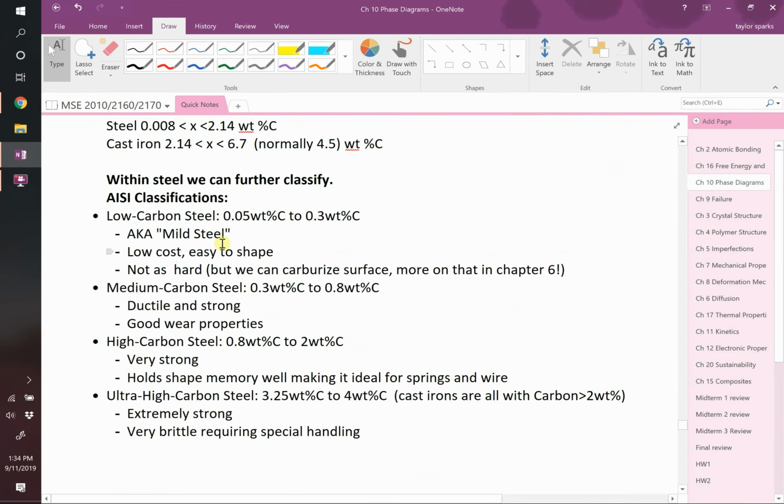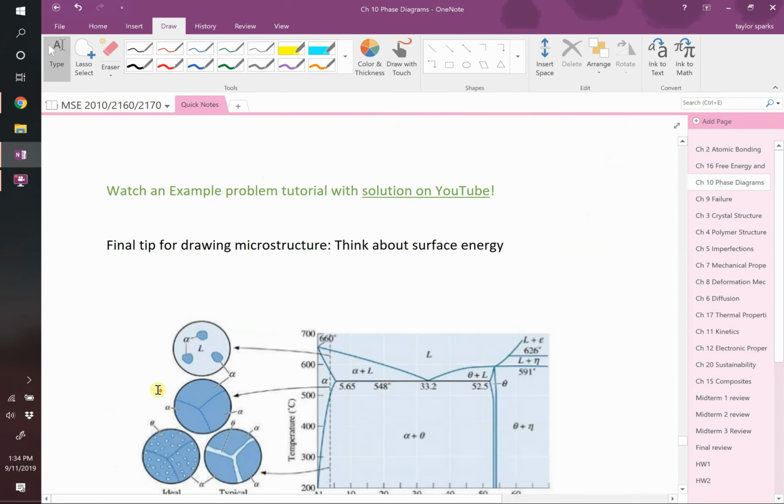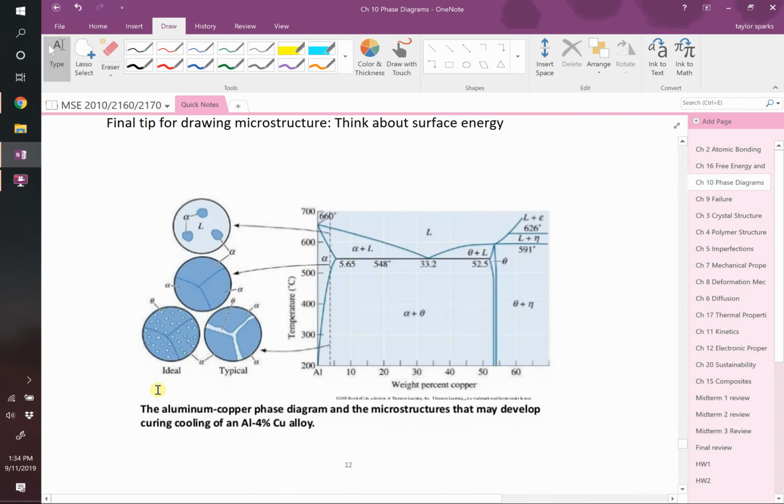I've given you sort of my summary on low versus medium versus high carbon steel versus ultra high carbon, really cast iron. Some examples of drawing it. What else can I answer about this, or should we move on? Yeah, Fars?